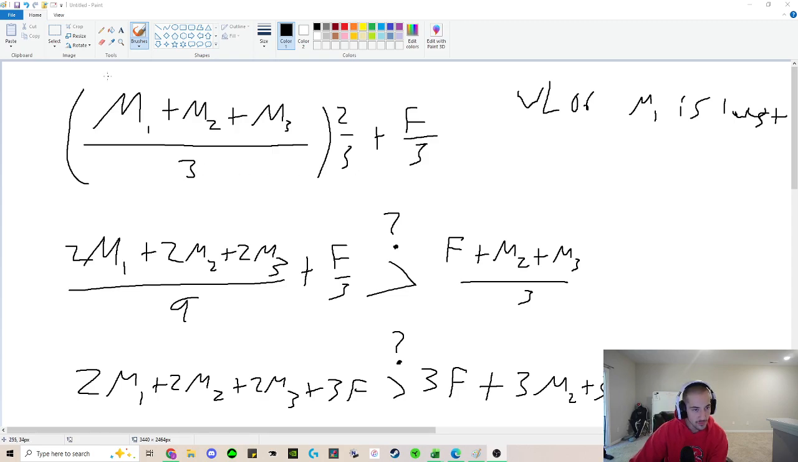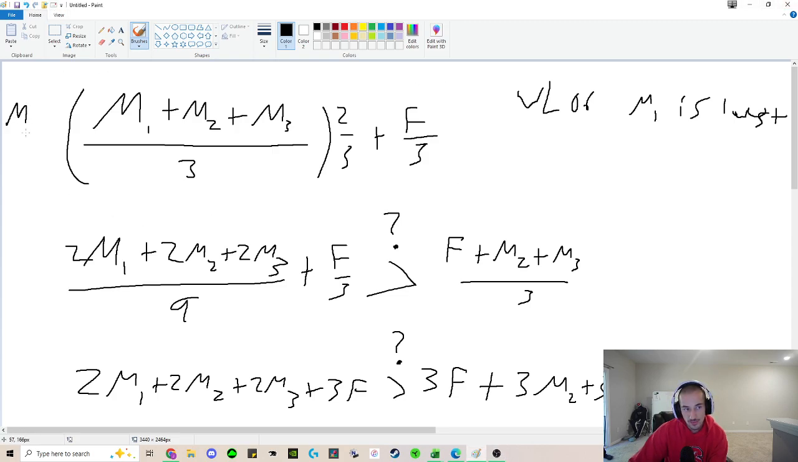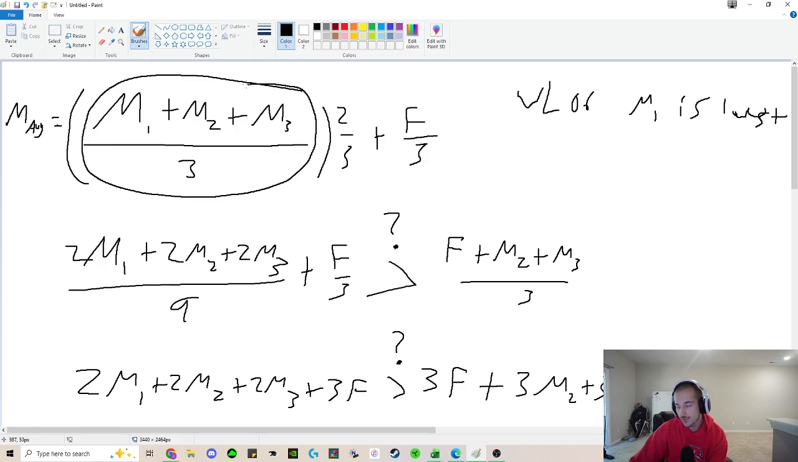Okay. So first off, we've got our weighted average here, right? So this is going to be our midterm average. So midterm average, that's this guy here. Because what we're going to do is we're going to have our current midterm average, right? If the final is not higher than the midterm average, this is just a wash anyway. It doesn't matter.